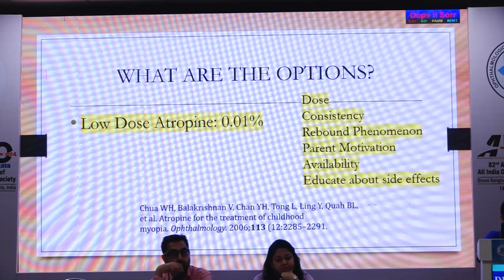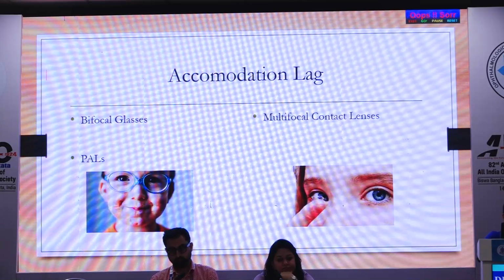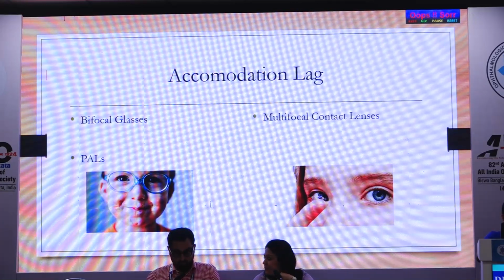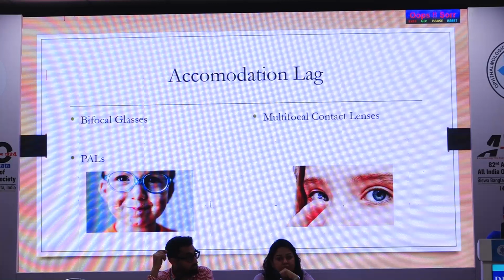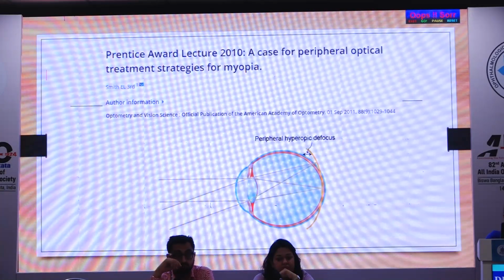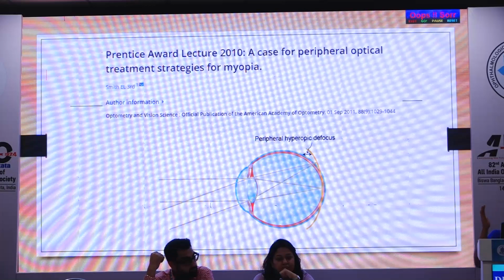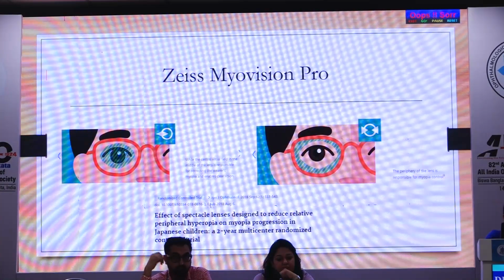Because you know the problem, if the parent is not going to accept that, the whole therapy is never going to work. If the patient has accommodation lag, you need to document this, and you need to tell them that, okay, your options are now limited. You are going to be given either bifocal glasses or progressive glasses or multifocal contact lenses. See if the parent is okay with a contact lens being put instead of a glass. Then you can also teach them what we are thinking about, what is this hyperopic defocus that we are talking about. With some models you can actually go ahead and teach that, and then advise about glasses.